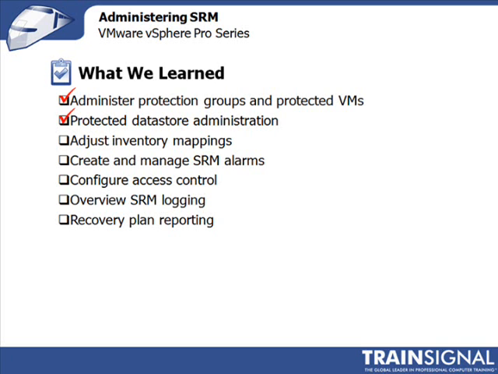We showed you protected data store administration and how to add new protected data stores to expand capacity, and some of the tricks needed to allow SRM to see these new replicated volumes, which basically meant adding a virtual machine to that newly replicated data store. We also covered how to adjust inventory mappings and troubleshoot issues related to incomplete mappings of virtual resources. We created and managed SRM alarms to keep a better handle on the configuration management of your SRM configuration.